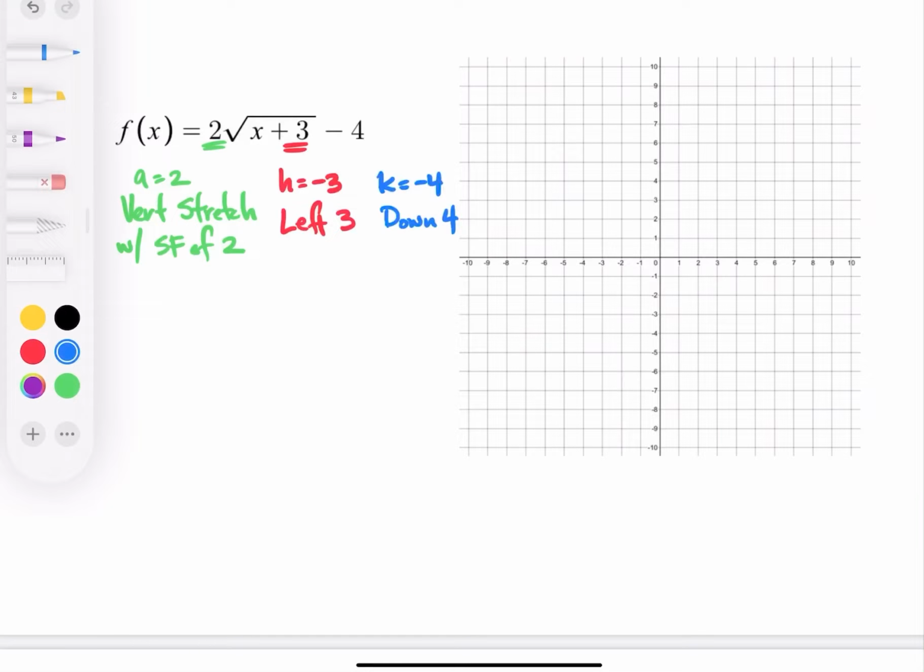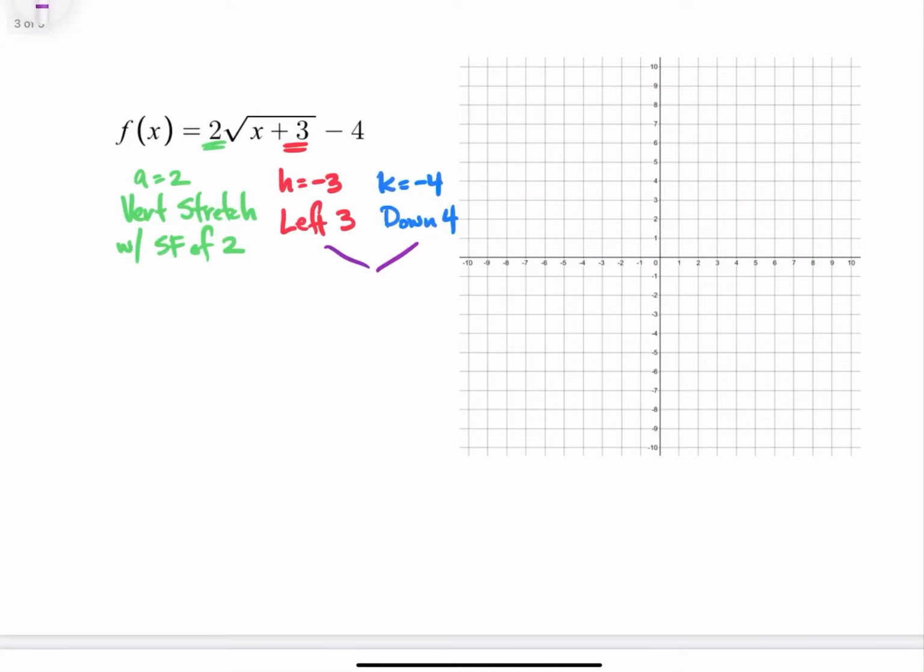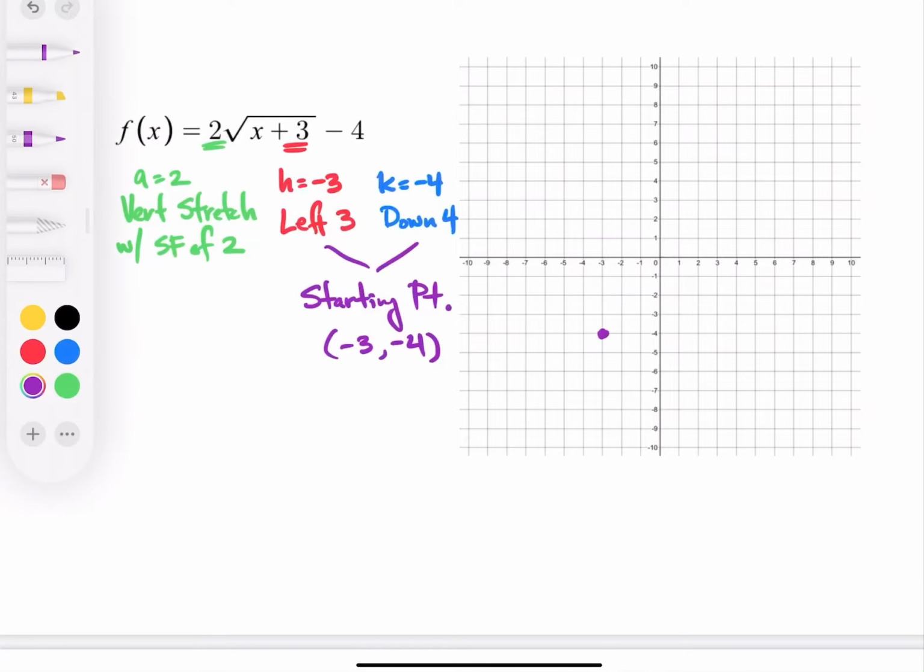Now again, the starting point is going to be from our h and our k. So our starting point is going to be at -3, -4. So I'm going to graph that starting point at -3, -4. This is where we're starting. And then to go ahead and use our 135 trick, I'm going to look at my a value as 2 over 1, as a fraction.